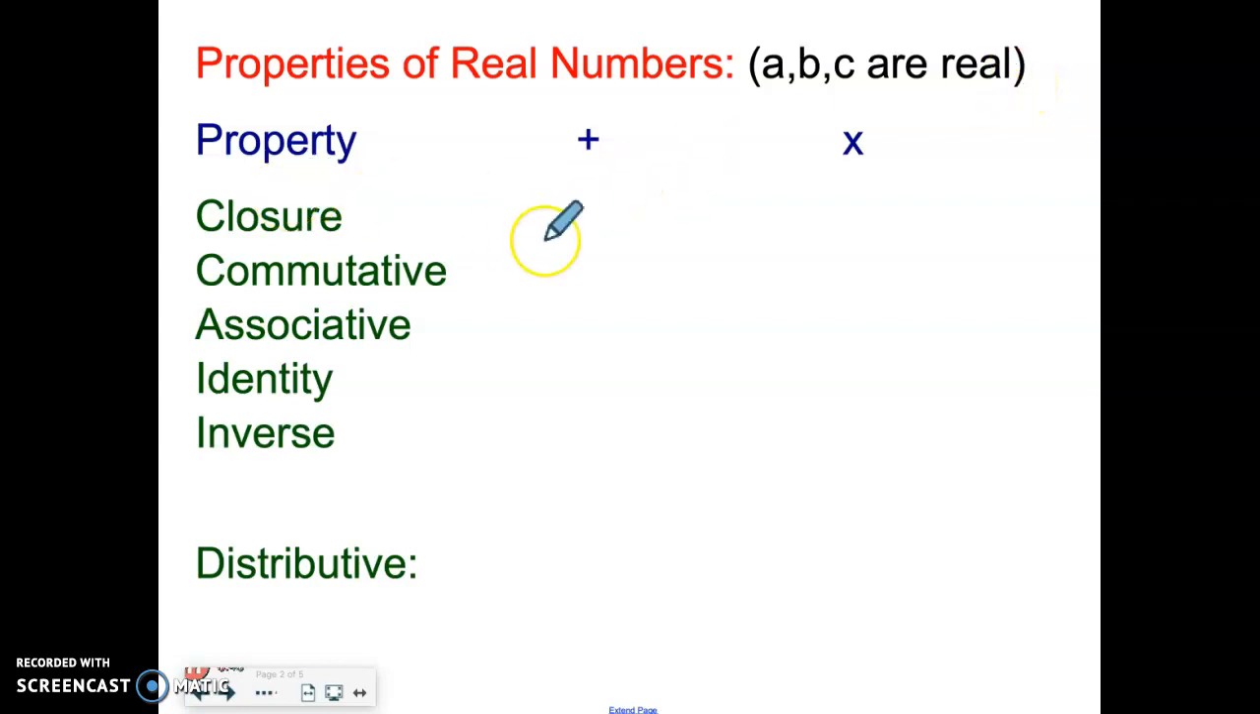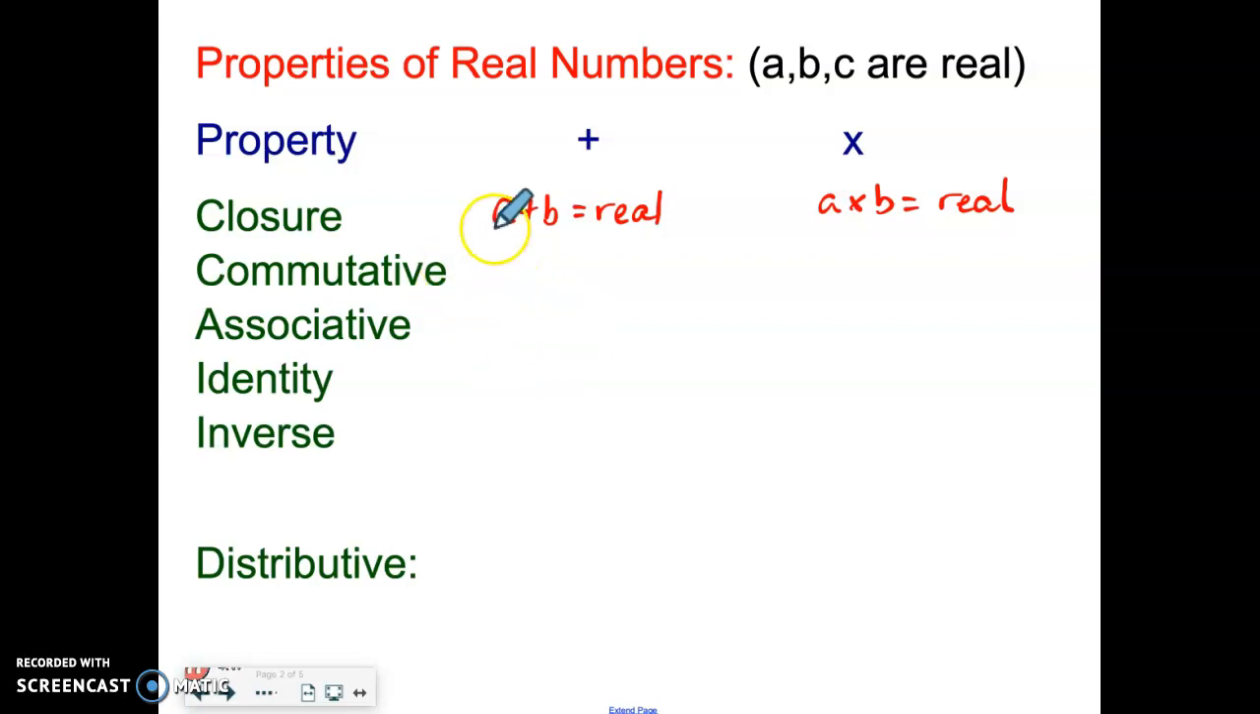Okay, so closure. Closure means that for the closure property of addition, if I add two real numbers together, I'm going to get a real number. So A plus B is real. Same thing for multiplication. If I multiply two real numbers, I'm going to get a real number. A times B is real. That is the closure property.